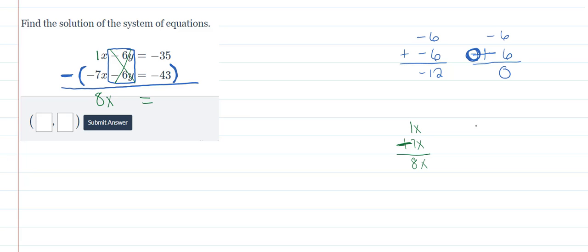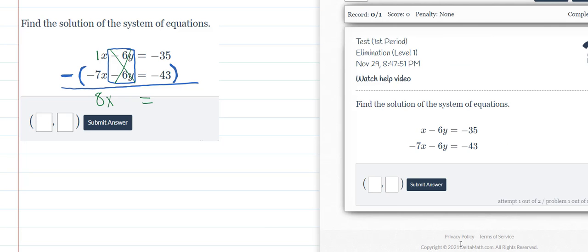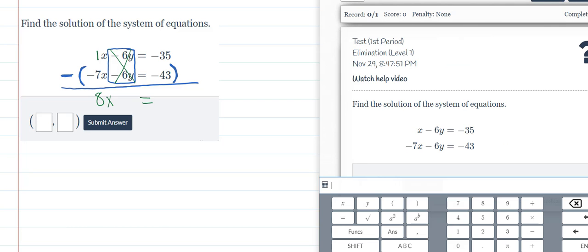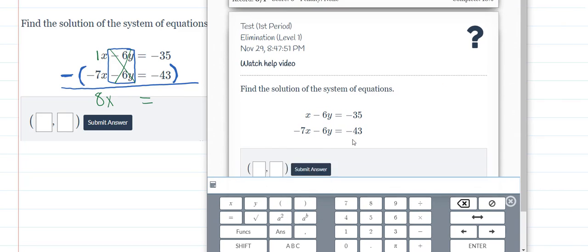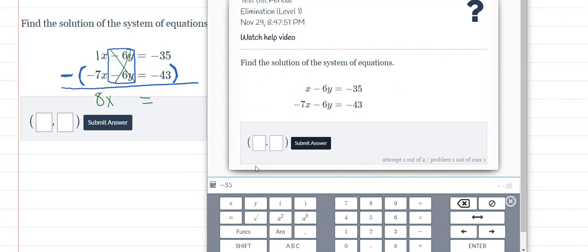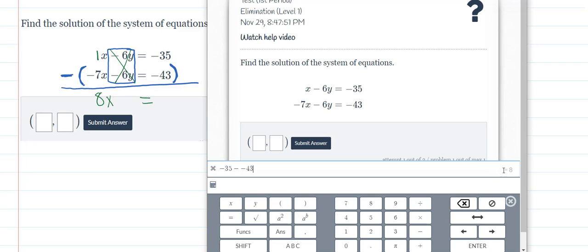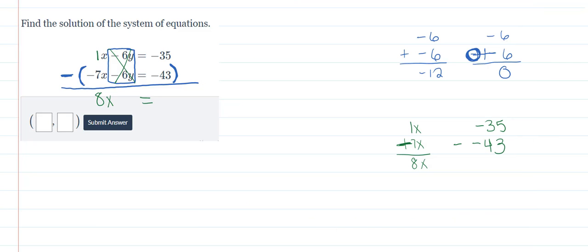And then negative 35 minus negative 43. I'm even going to double check this in my calculator. Let's see here. Negative 35 minus negative 43, and I get positive 8. Okay, so we're left with this equation, 8x equals 8. I'm going to finish solving this by dividing both sides by 8, and I get x is 1. So that's half my answer, right?